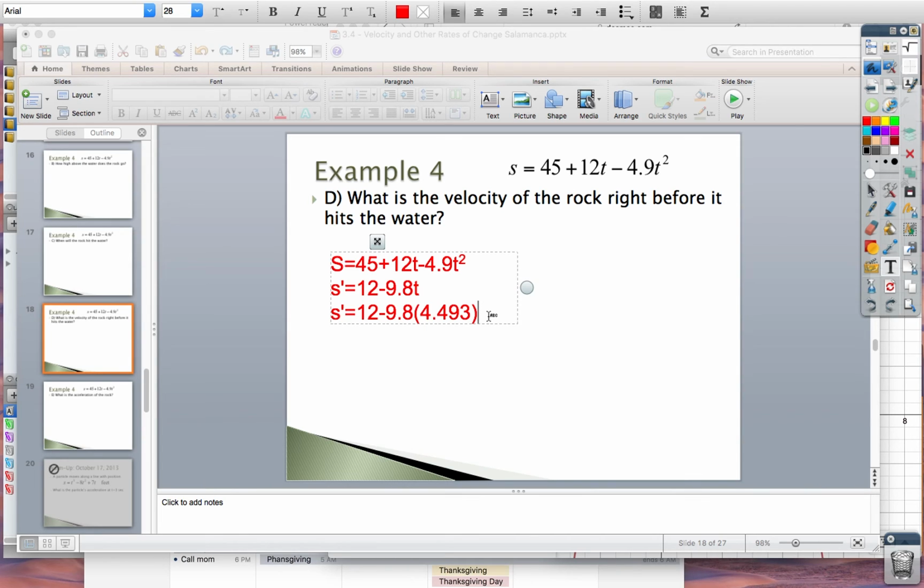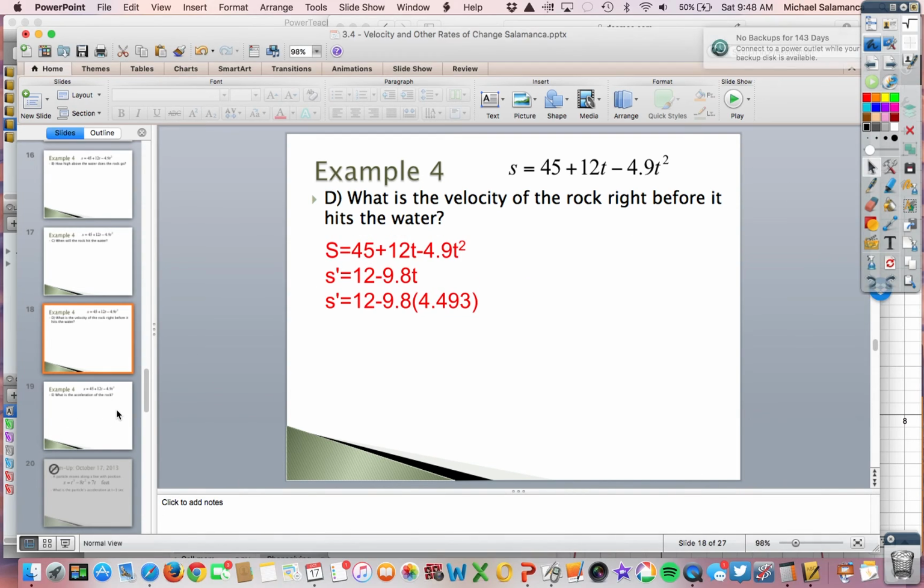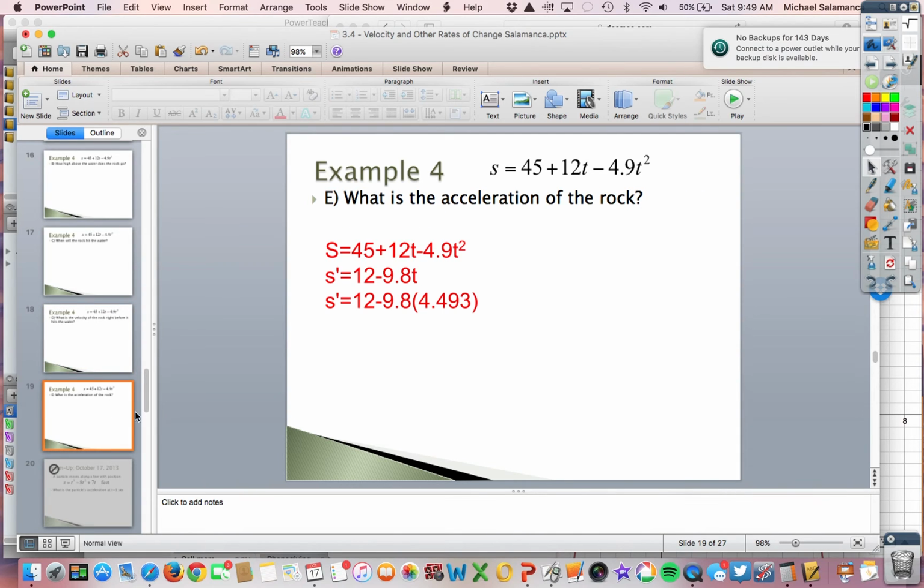But it's not in the water just yet. It's right about to hit it, or it just hit it. And so we would substitute this value in, plug this into our calculator, and get our answer. So I'll leave that for you to substitute into your calculator.